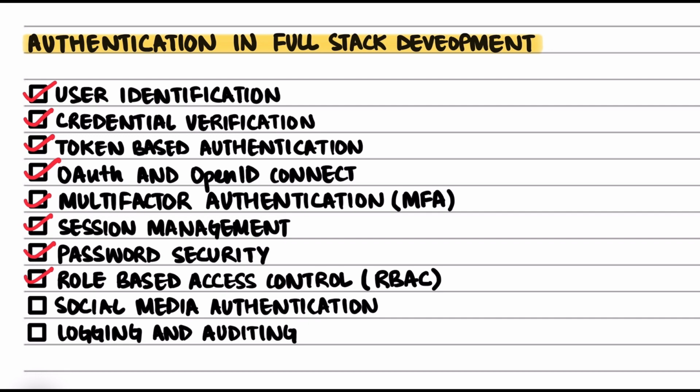Role-based access control. Authentication is closely tied to authorization. Role-based access control ensures that authenticated users have the appropriate permissions based on their roles within the system.